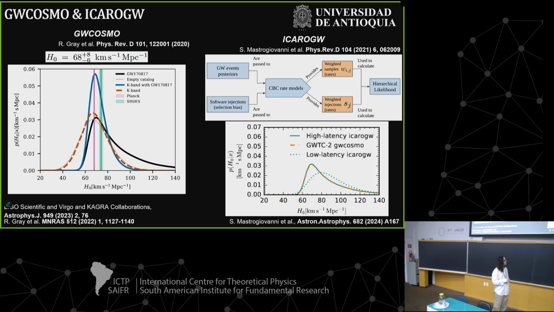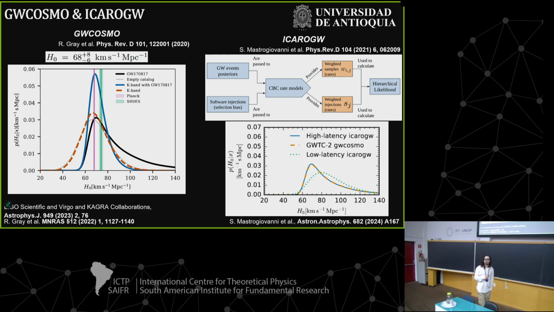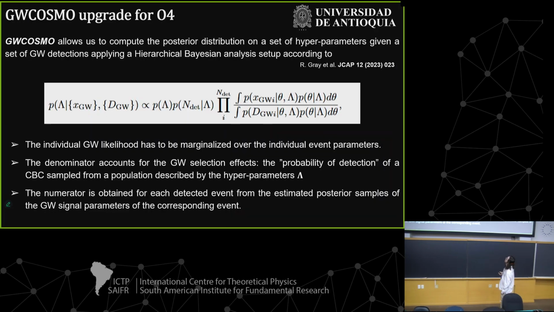And now the two pipelines can do a joint Bayesian inference of cosmological and population parameters. By population, I mean the mass model and other things that I will show you in a few moments. So how does this work? How does GWCosmo, for example, work?